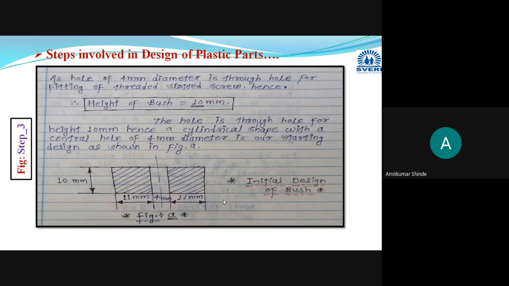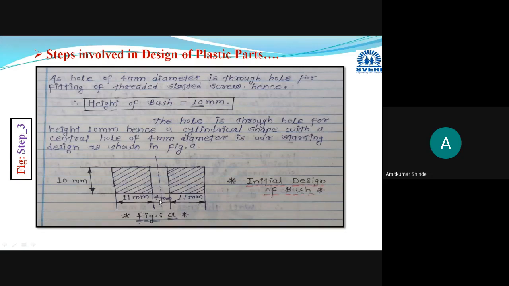Okay, and so we will continue. Please draw this diagram. In this third step is still going on. That is, we have decided the initial dimensions of the bush, its diameter, then its height. Then we have designed the initial stage. The first initial design is here, we have prepared. Then we are going to determine the material. Okay, from which material we are going to manufacture this bush.